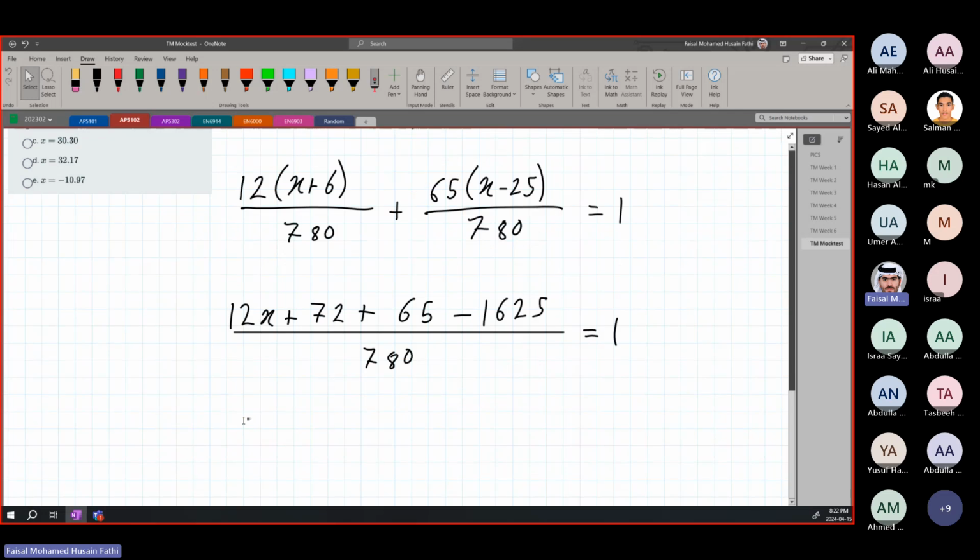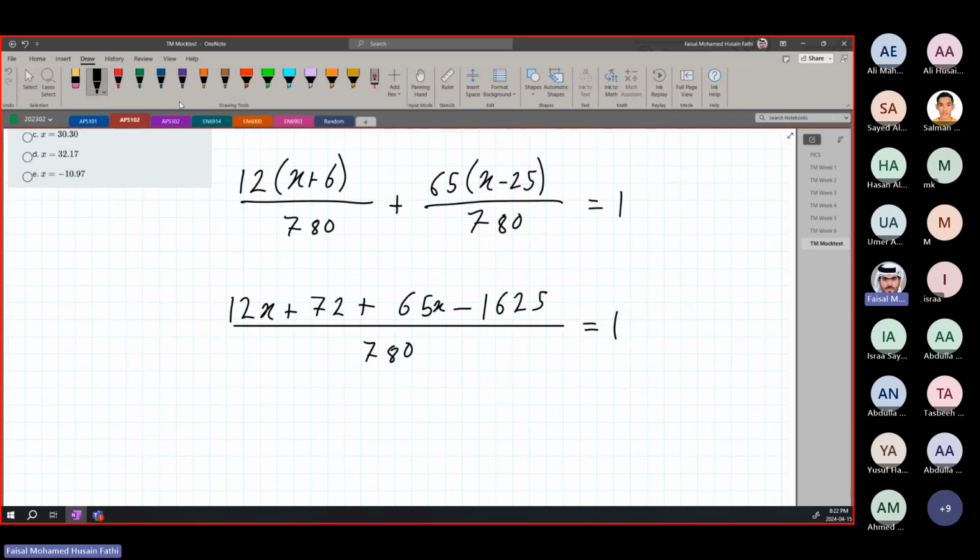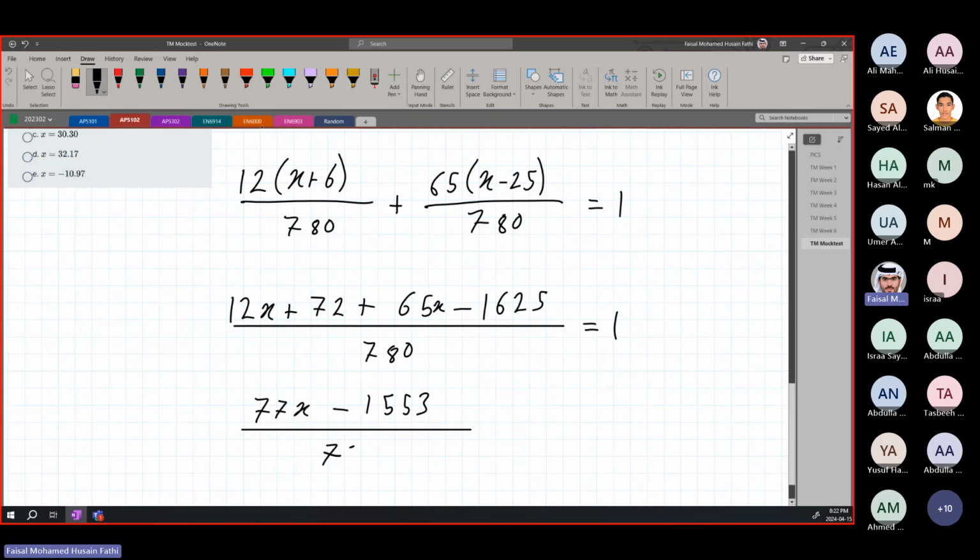Now we just simplify. This is 65x. So we group up the x's together. 12 plus 65 is 77x, plus, or actually minus, because it's going to be 72 minus 1625, which is minus 1553, all over 780 is equal to 1. We cross multiply. Remember, this is as if it's 1 over 1. So we're just going to cross multiply.